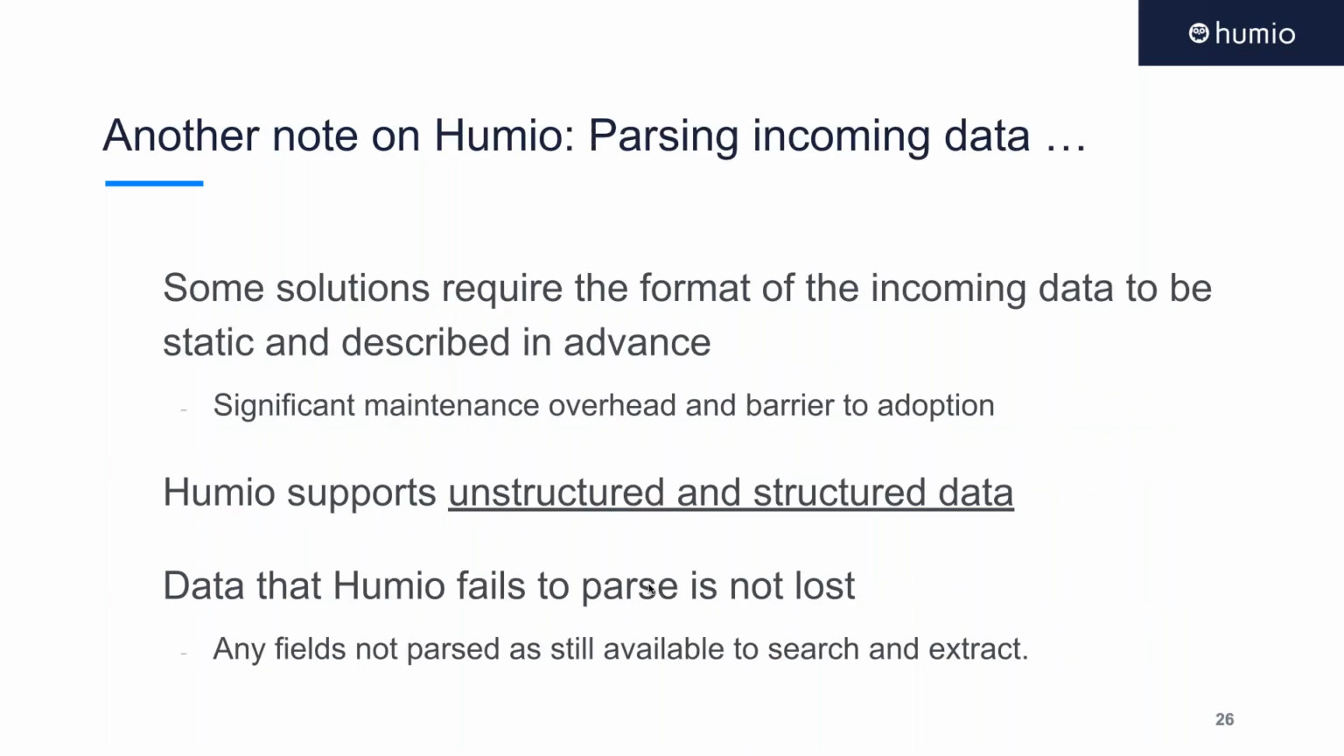And so one final note on Humio. Some tools require you to describe the schema of the data when it arrives at the service, and they become particularly sensitive to that data structure changing over time. Humio just takes structured or unstructured data, and it really doesn't matter whether it fits the parsers or not. Parsers are there for user convenience. If the parser fails for any reason, Humio still takes that data.